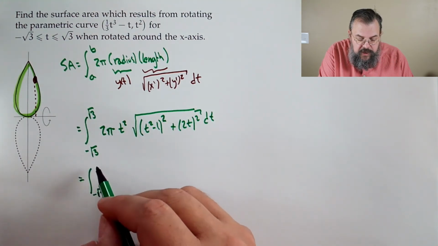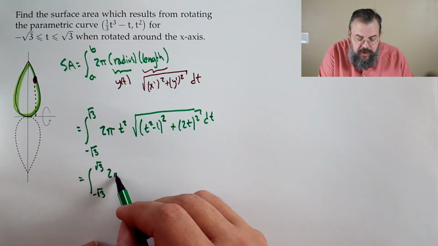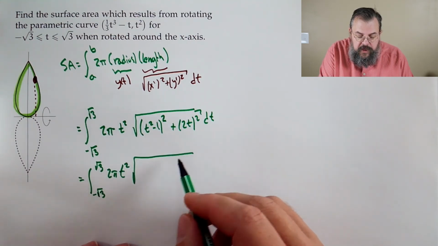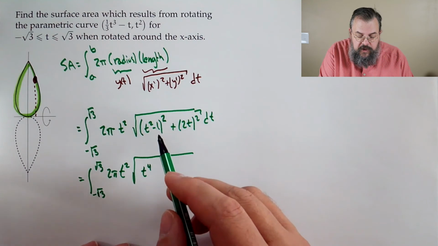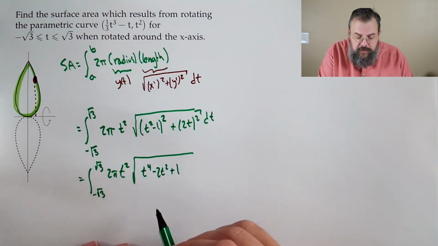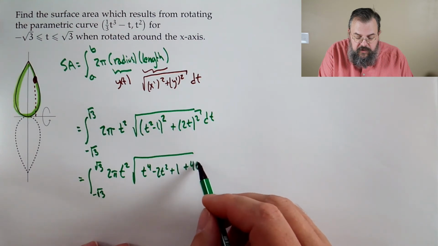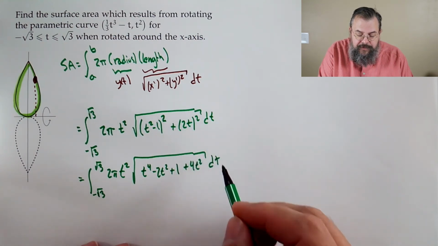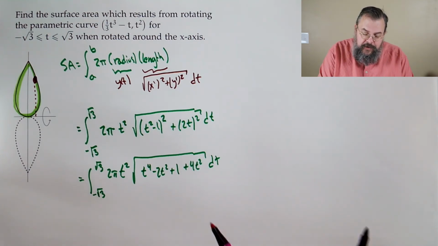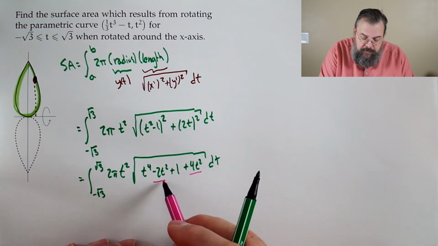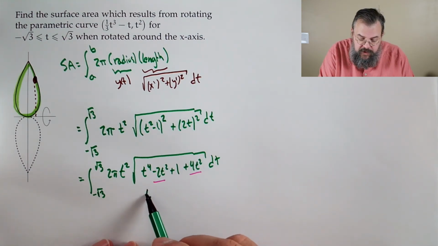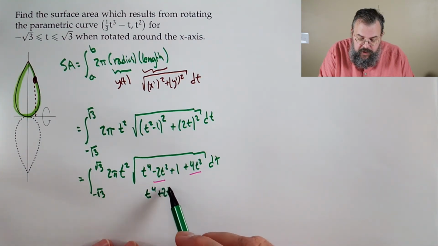So minus root 3 to plus root 3, 2 pi, and then we have t squared, and then we have the square root of, well, t to the 4th, and then we have the cross terms, minus 2t squared, and then plus 1, and then plus 4t squared. And now I say, hey, we've seen this game before. We know what's going to happen. This part will combine with that part. It'll be t to the 4th plus 2t squared plus 1.